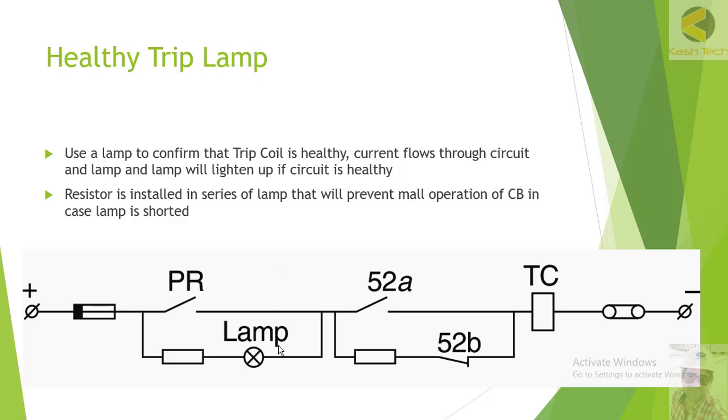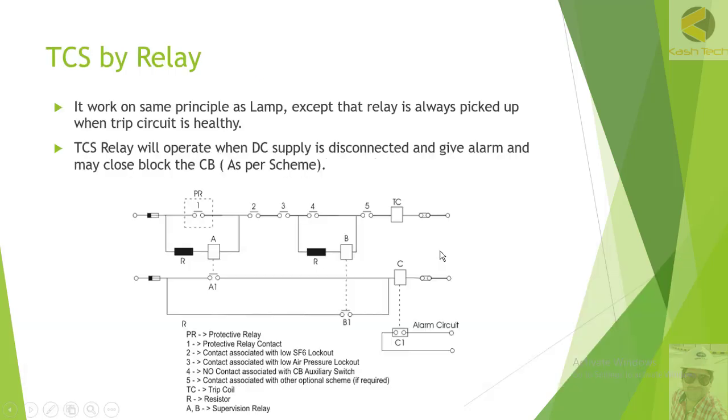So these are the two conditions. This is the lamp method. By using a lamp, the supply is monitored, the tripping coil and the healthiness of the tripping circuit is monitored.